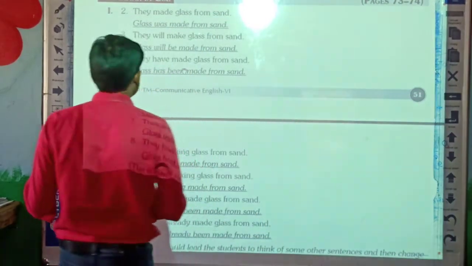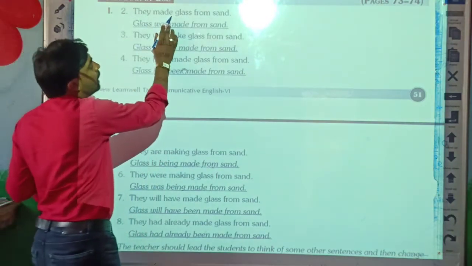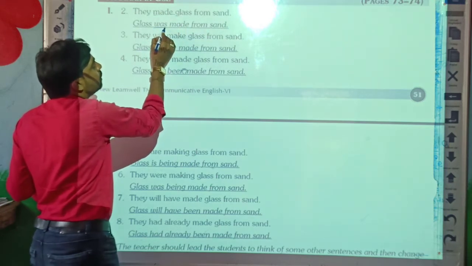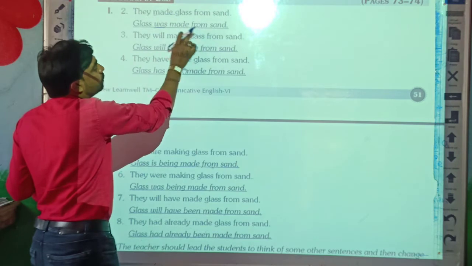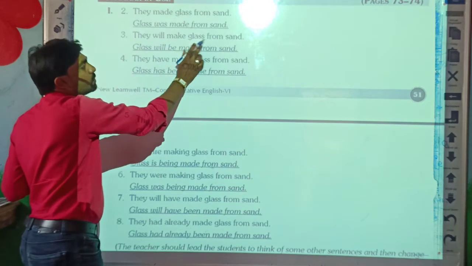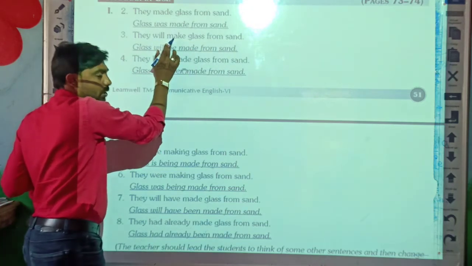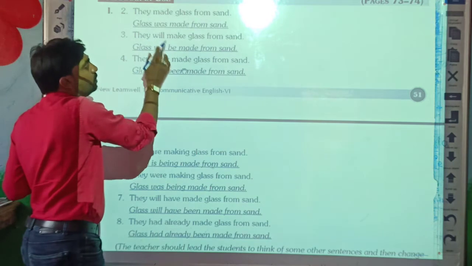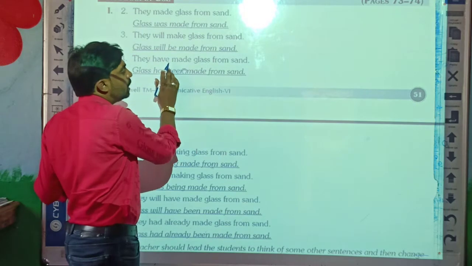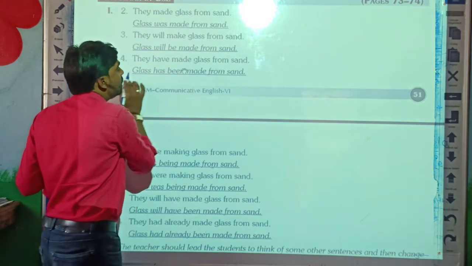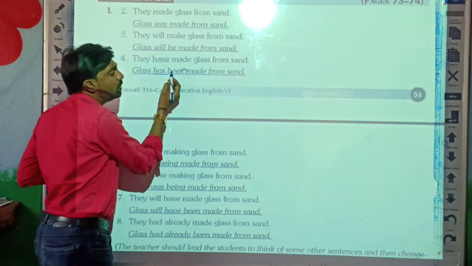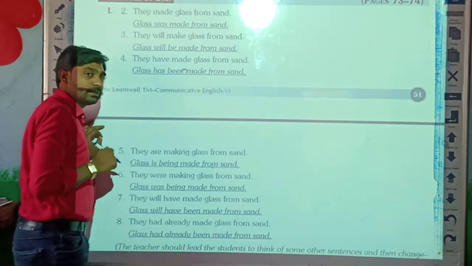You can pause the video and take a screenshot. Second one: they made glass from sand. Made is given here, that's why we have to take was here. Glass was made from sand. Then: they will make glass from sand. Will make, so glass will be made from sand. Passive voice. Okay. They have made glass from sand. So glass, and now have is there, that's why we have to take has. Glass has been made from sand.